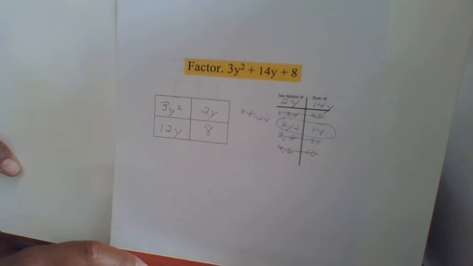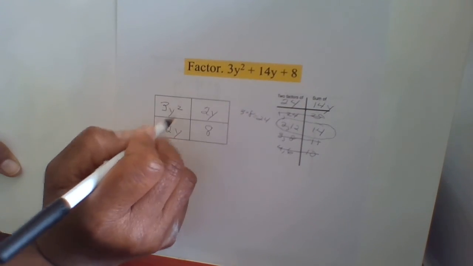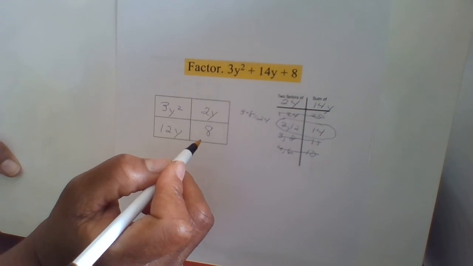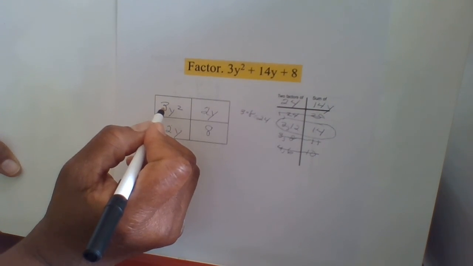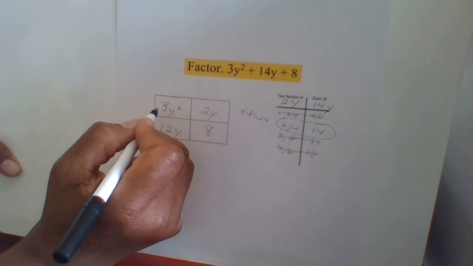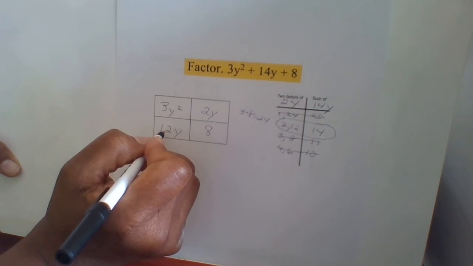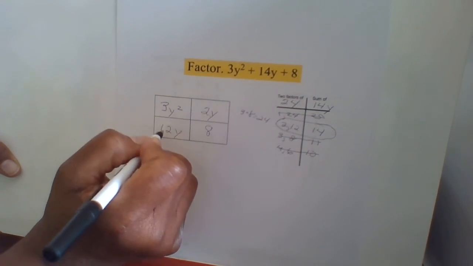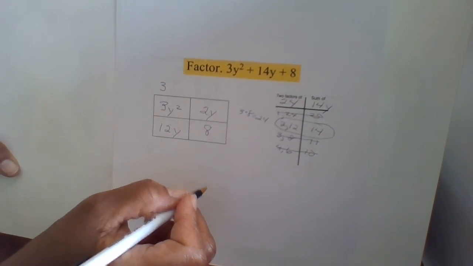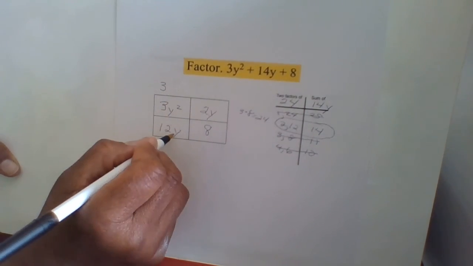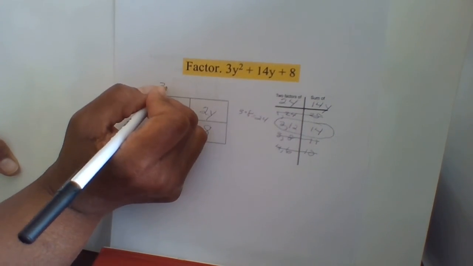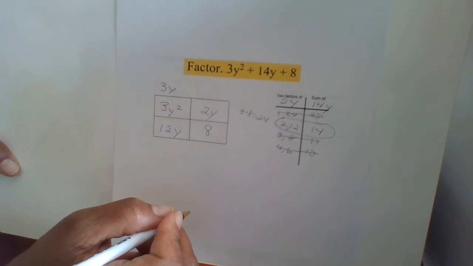So now I want to make sure I factor out the greatest common factor among my rows and my columns. So let's start with the rows. What does 3y squared and 12y both have in common? Well, I can divide 3 by 3 and I can divide 12 by 3 evenly, so the coefficient is going to be a 3, put above the column. Y squared and y both have y in common.